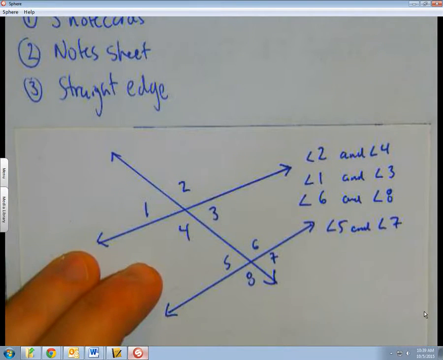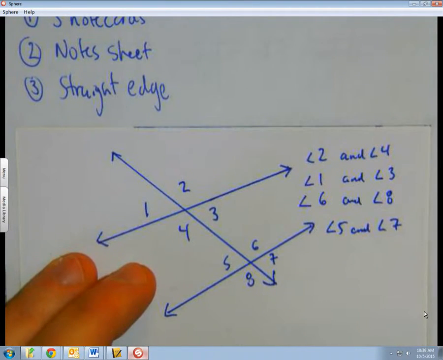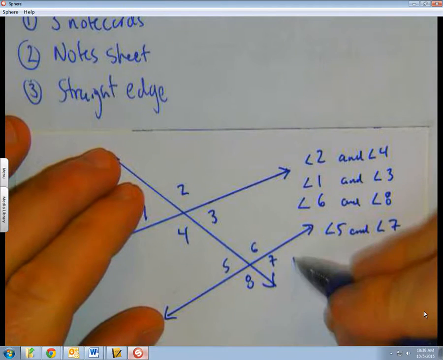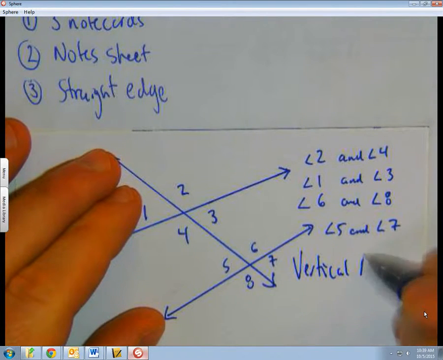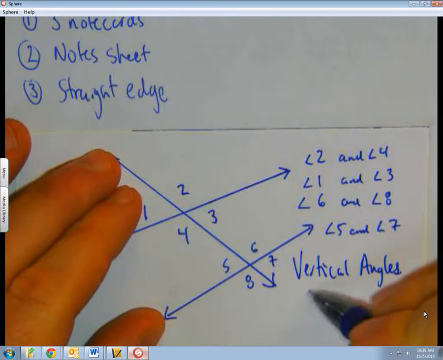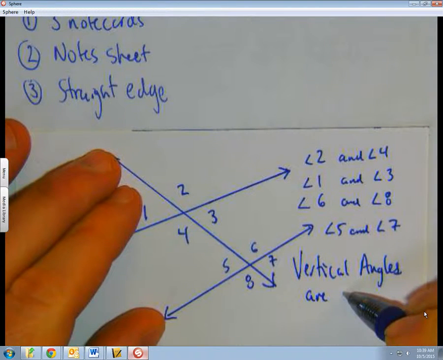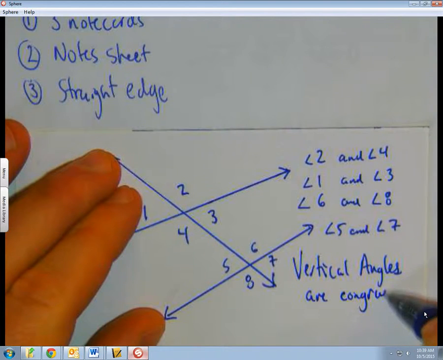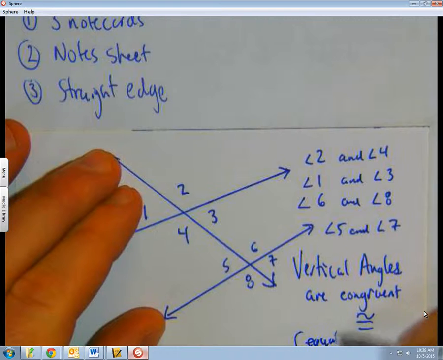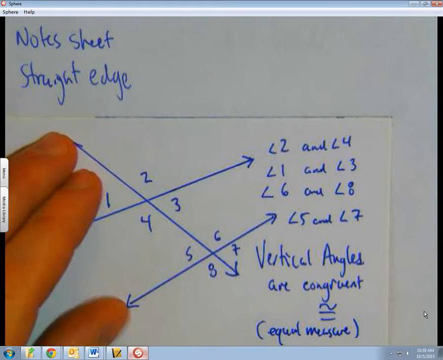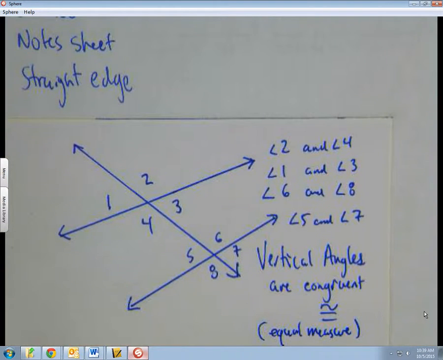Okay, and the properties of vertical angles are that they are congruent, equal measure. So we'll be able to use that property of vertical angles to solve equations, to sneak in some algebra on you guys. Okay, so that is pairs of vertical angles.